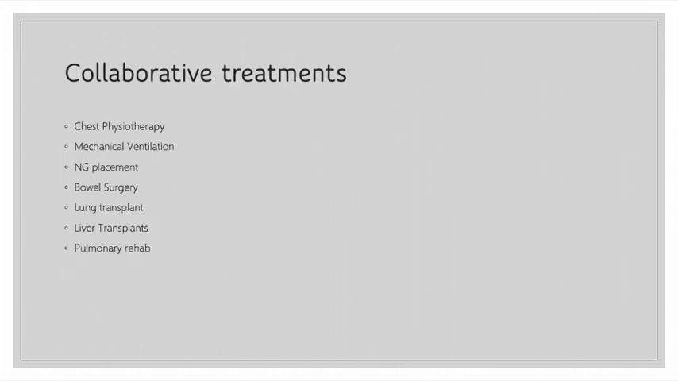So, what are some collaborative treatments? We have our chest physiotherapy and our vest therapy, which I brushed on earlier. Mechanical ventilation, it can vary. Obviously, if they're more on the hypoxic side, we're going to give them the CPAP or BiPAP. And if their airways aren't staying patent and open, then we may have to do more so of a tracheostomy or an ETT. An NG may be placed to help with nutritional needs.